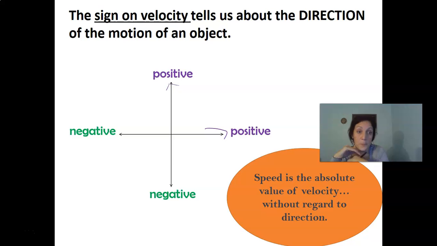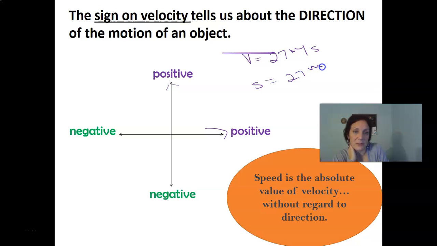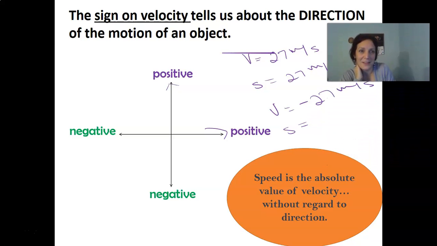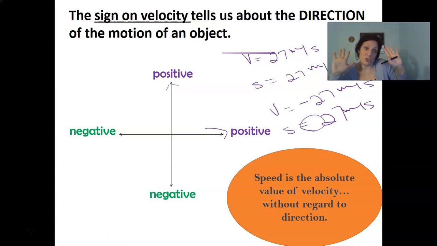You would drop it. So if the velocity of an object was 27 meters per second, the speed would also be 27 meters per second. If the velocity of an object is negative 27 meters per second, then the speed would be just 27 meters per second. In other words, speed is always going to be positive. Always. Because I'm just not reporting direction. And that's all the negative does, is report a backward or a downward direction.